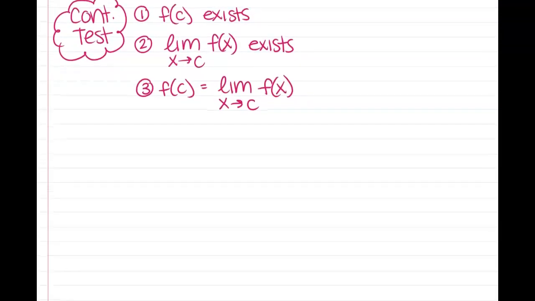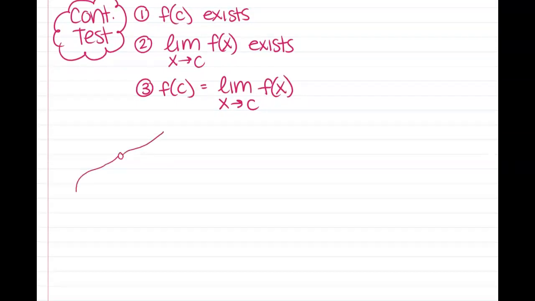So as a review from the last lesson, graphically, you could have something like this, where the point's up there. So in this case, f of c exists, that's fine. The limit exists because from either side it would be right there, but it's not continuous because f of c does not equal the limit as x approaches c of f of x. So that fails at step 3.